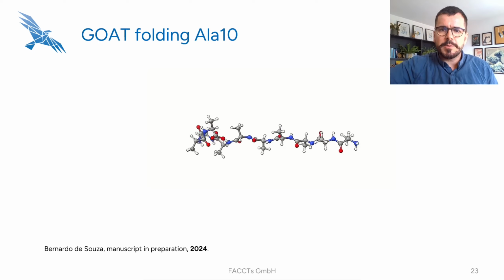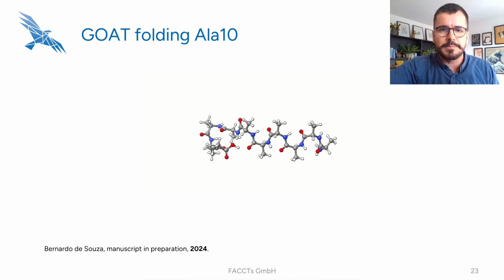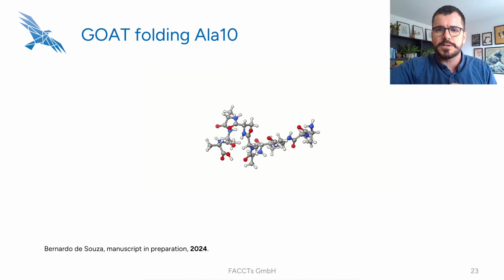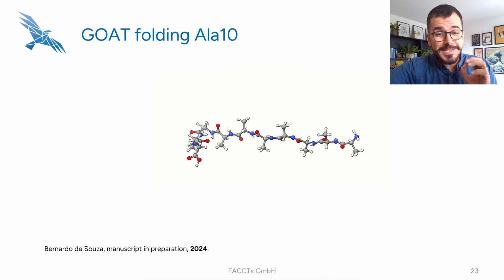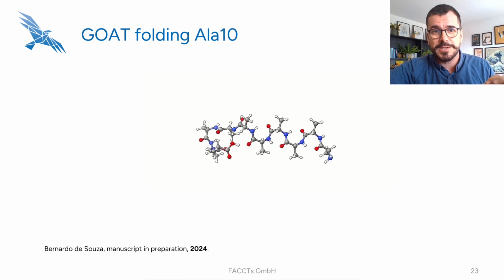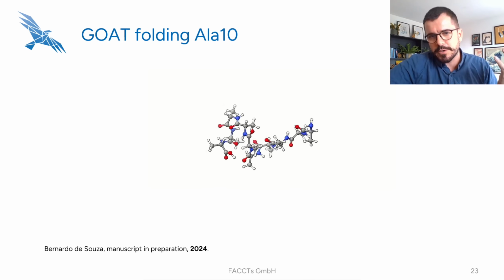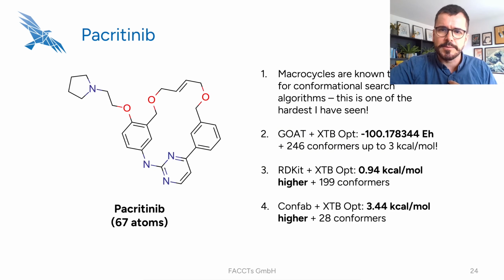So here's one example of an alanine 10, and here it's an XTB potential energy surface, and I'm just showing how it folds into some kind of alpha helix. This seems to be very simple, but it's actually a very complicated example. If you ever tried something like that, you know what I'm talking about. This is super hard, and the fact that GOAT does it and CREST also does it, it's really cool.